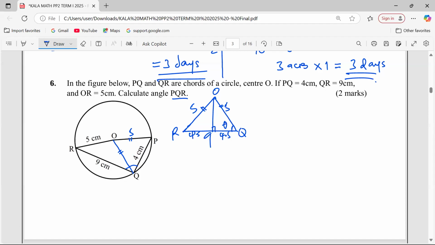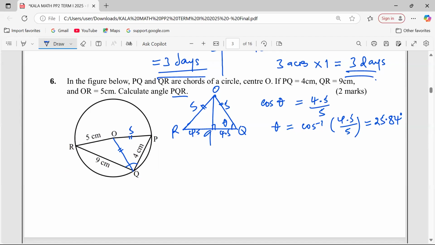Allow me to apply a simple trigonometric ratio like the cos. So the cosine of theta will be equivalent to adjacent out of hypotenuse. And this means that if I'm to get the theta now, then I need the cos inverse of 4.5 out of 5. What will this give us? Shift cos 4.5 out of 5, giving us 25.84 degrees.